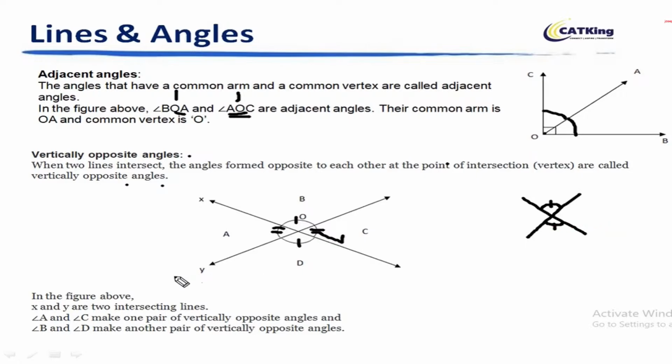So in the figure above, X and Y are two intersecting lines. A and C make one pair of vertically opposite angles, and B and D make another pair, and these pairs are also equal in nature. So angle A is equal to angle C and angle B is equal to angle D.